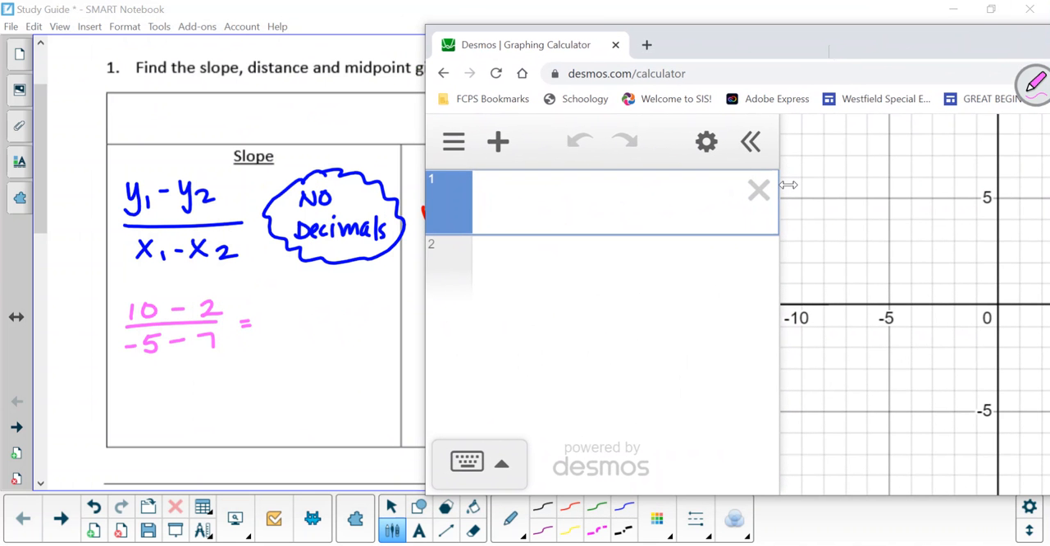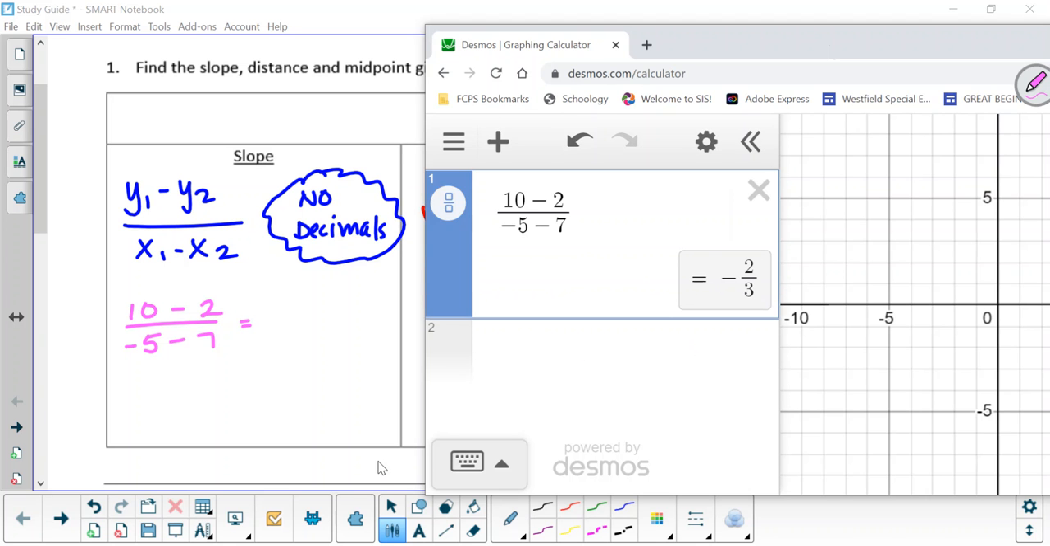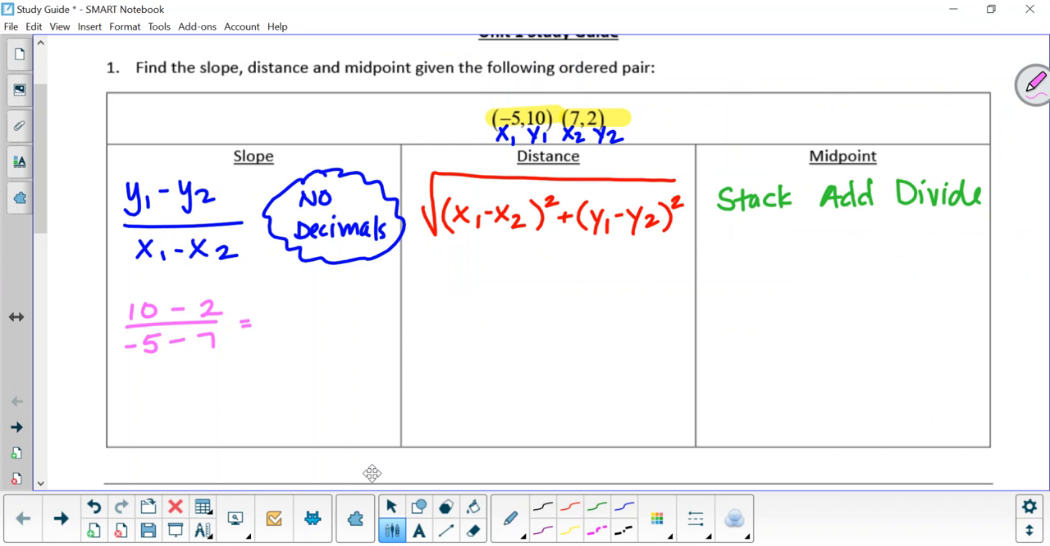So I would hit my fraction bar, and all I have to do is 10 minus 2, and then on the bottom, negative 5 minus 7. Again, no decimals, so all I have to do is hit the button in the blue, negative 2 over 3. If you're using the yellow calculator, you'll get an 8 over negative 12, which you would then have to reduce to get full credit.